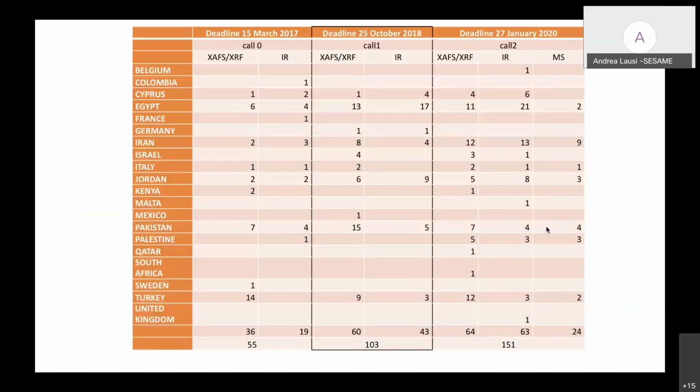This gives you an idea of what has been done and what is being done at the moment at the various beamlines. So these are the 3 calls that we had. It's called call 0, which was in 2017, just before the beamlines entered into operation, which received a total of 55 proposals, which doubled 1 year and a half later, when beamlines XFS and IR were already functioning, and we went up to 103 proposals.